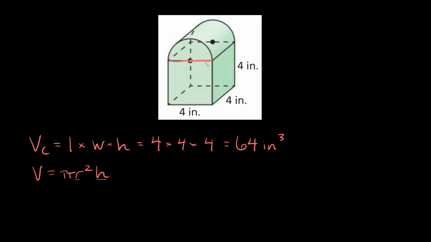So if we only want half the length, or in other words the radius, that means this side is 2 inches and this side is 2 inches, right? So in either case, you can see the radius is 2 inches. So we're going to plug in a 2 for r right there. And then what is the height?